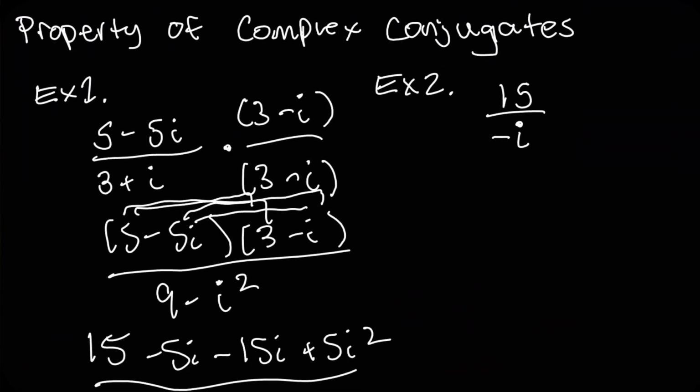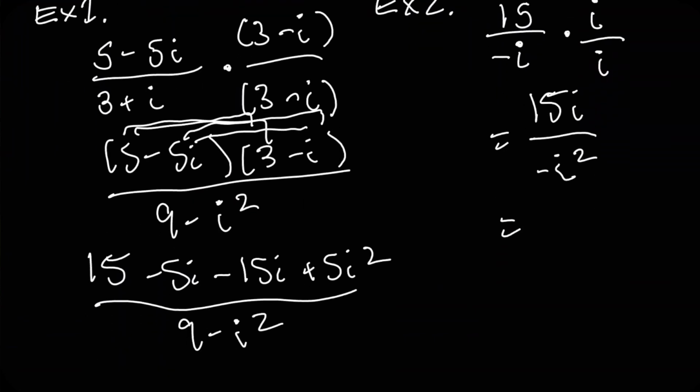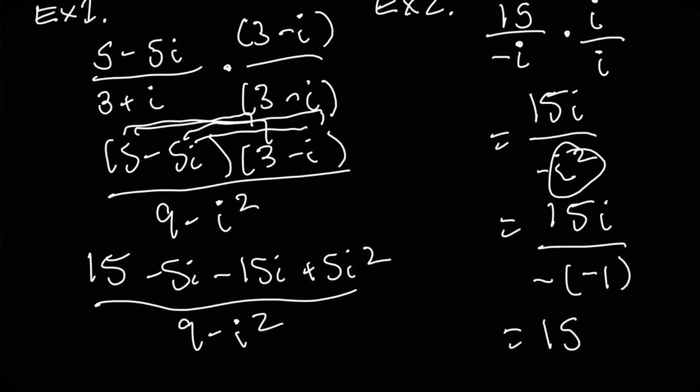Okay, looking at our second example up here, 15 divided by negative i. Let's go ahead and multiply by i on both the top and the bottom. This will be 15i divided by negative i squared, and then we'll still have a 15i on the top. Now we have a negative, and i squared is equal to negative 1, so it's a negative negative 1, which is really just equal to 15i.